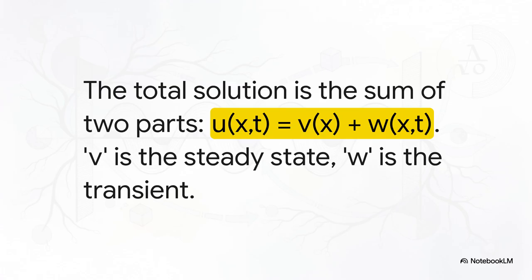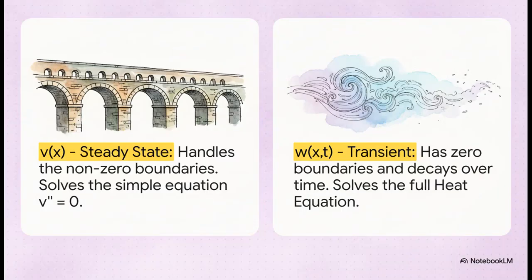Our total solution, u of x, t, is just the sum of some function v of x and another function w of x, t. Now notice the difference here. It's super important. v only depends on position x, while w depends on both position and time. That's the key. Let's see what each part actually does. Let's break down this team.